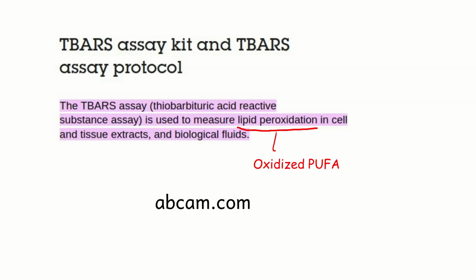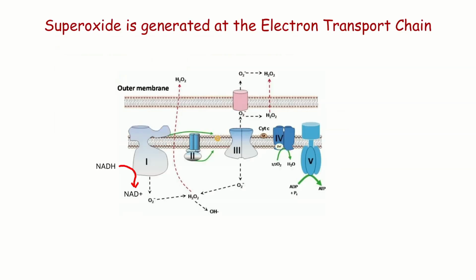And just to be clear, TBARS, that's what they were talking about. TBARS is used to measure lipid peroxidation in cell and tissue extracts. That's oxidized PUFA, and this is according to abcam.com, which is a manufacturer of these kits that you use to test for oxidative stress. You're testing for oxidized PUFA.